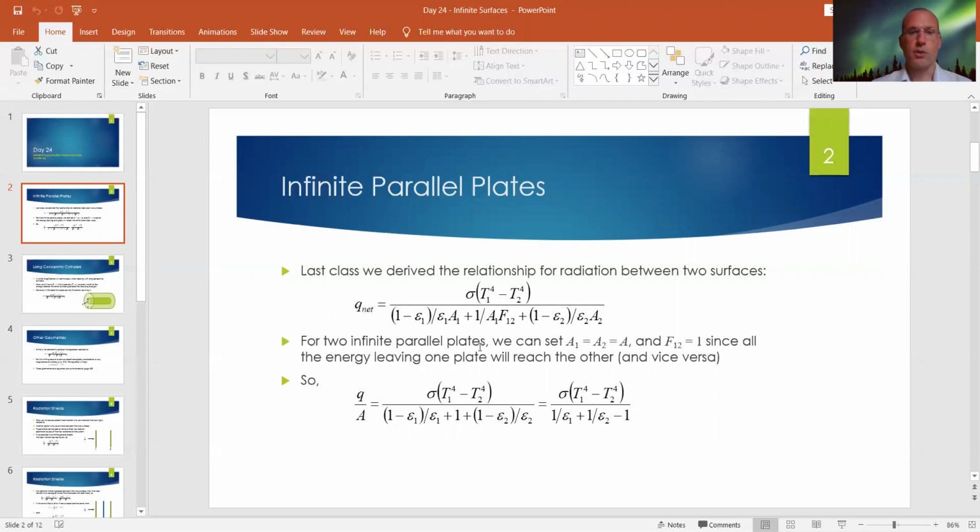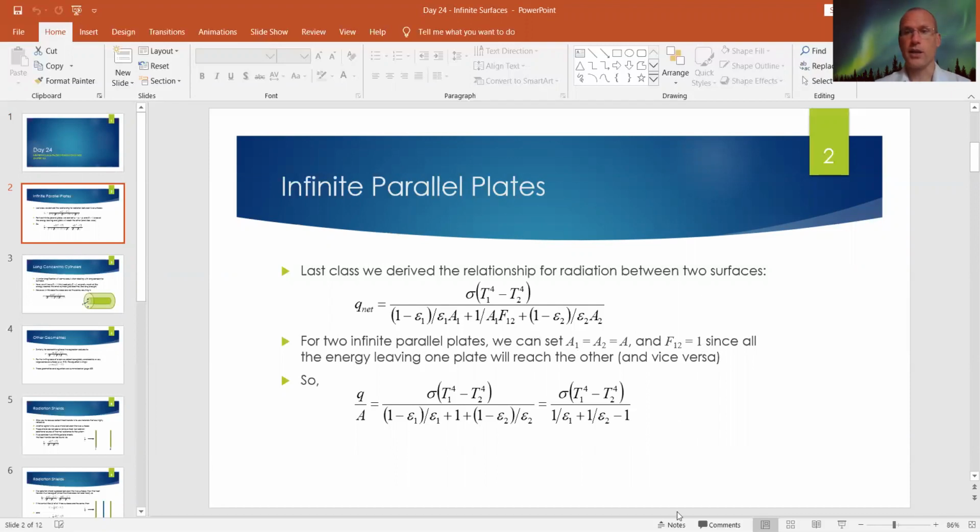Now, if I have infinite parallel plates, these guys are infinite. That means they're really big, so their area is really big. Basically, A1 equals A2, both infinite, so I'm just going to call that A. And then F12 is essentially equal to 1 because these guys are infinite. That's all you're going to see.